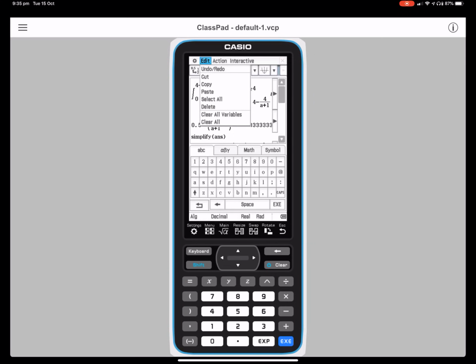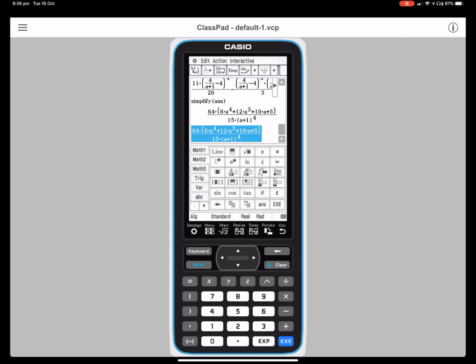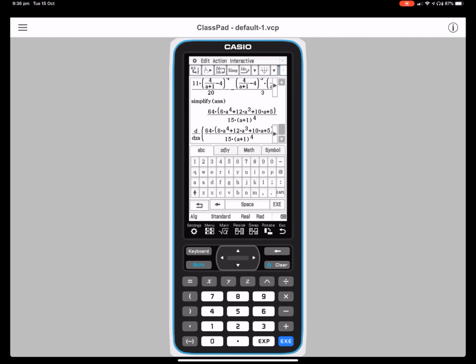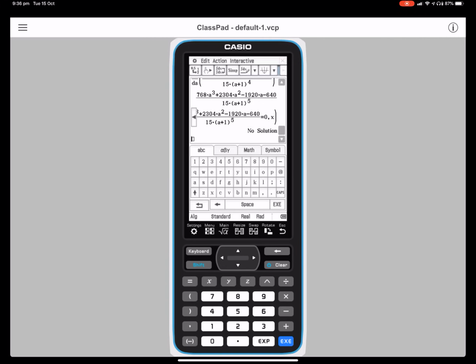So let's grab this whole one, copy, paste. So if we do that, we end up with, simplify, and then we want to do the same. So dD/dA of that, set that equal to 0. What? No solution. That's because we're not solving for x, we're solving for A.